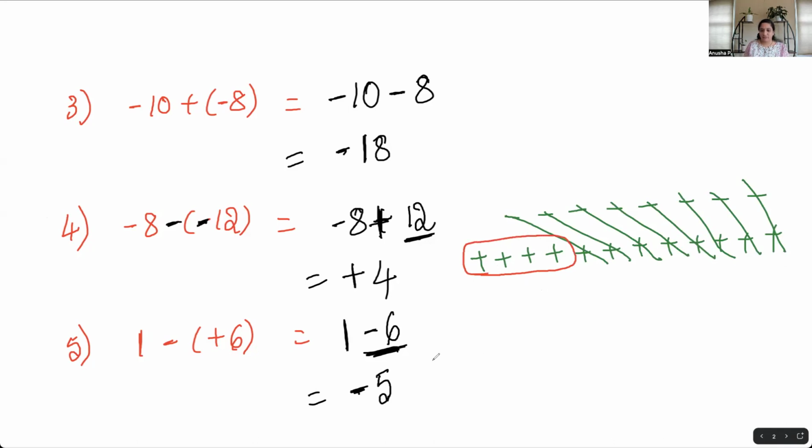And similarly, in the fifth example, if you consider, we have one positive sign and 6 negative signs. 1, 2, 3, 4, 5, 6, right? If you cancel a positive and a negative, how many of them are remaining? 5 negative signs, which is minus 5. But using the counters method, when you use bigger numbers, it will be hard. So it is better to learn the 3 points. When you have the same sign, add the 2 numbers and keep the same sign. When you have opposite signs, subtract the numbers and keep the sign of larger absolute value number. So integers will be easy.